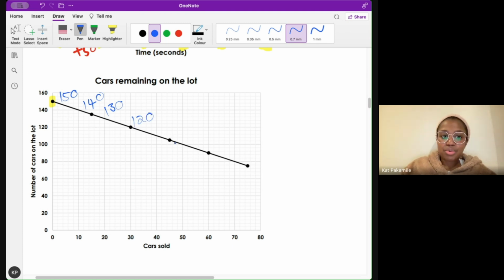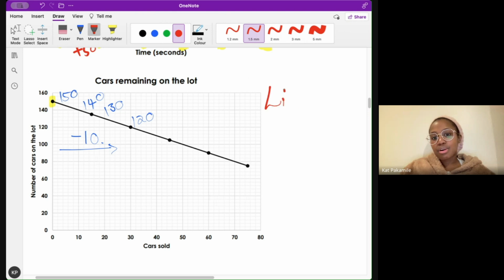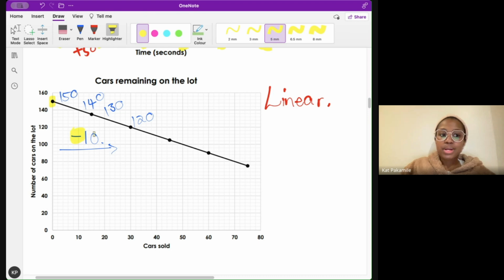What is the difference between these points, guys? These all have a difference of what? It's 10. So they're going down in tens. All of them. So that means this is definitely a linear graph. Definitely a linear graph. Now, I'm glad you guys could recognize that, because usually when your difference is negative, everyone gets confused. So it doesn't matter if your difference is positive something or negative something. If it is constant, it is a linear graph.